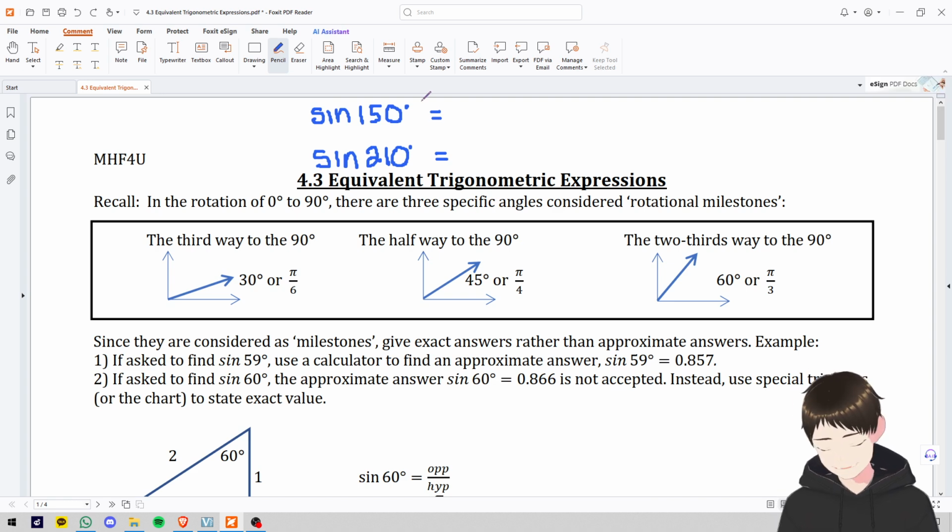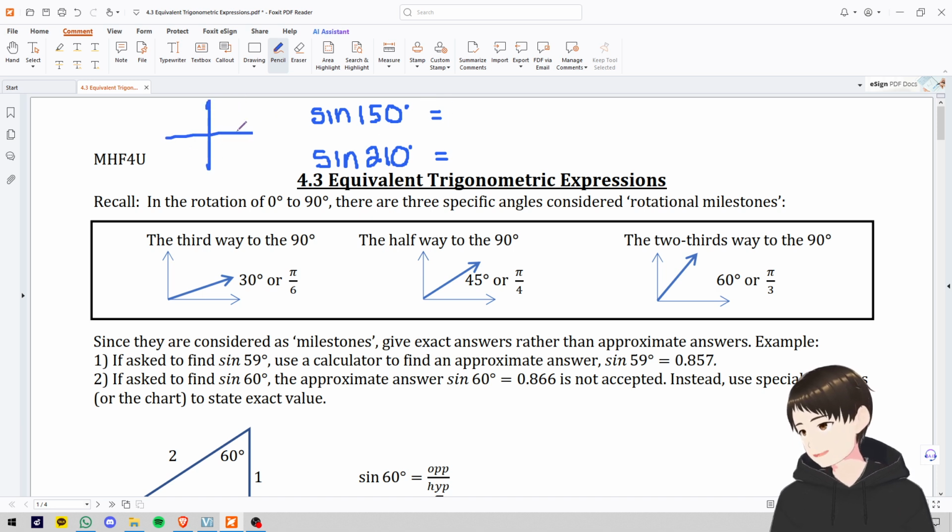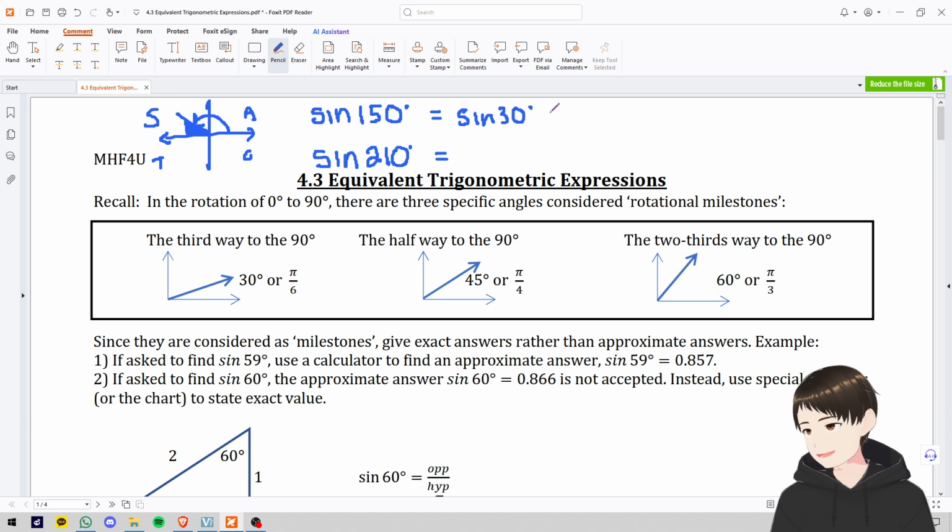If, for example, using the regular CAST rule, I said it was sine 150, you would know that it is an angle that goes into the second quadrant. And so the acute related angle with respect to the x-axis would be 30 degrees. And CAST, sine 150 is the same as sine 30, and you can solve this using your special triangles or the chart method that I think I showed you before, which would be 1 over 2.